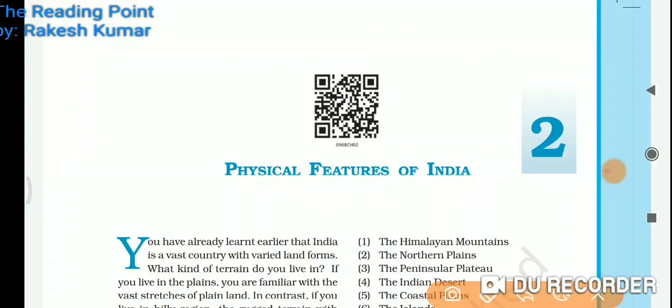Dear students, today we are going to study chapter 2 of our geography section, that is Physical Features of India. In this chapter, we are going to study the detailed physical features found in India. So let us start now.